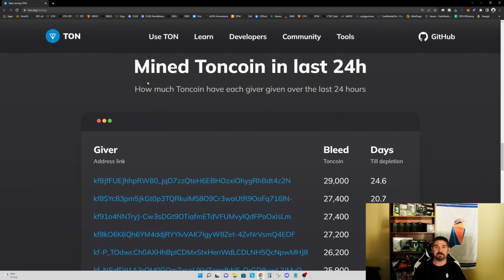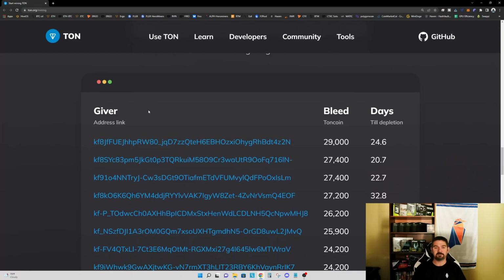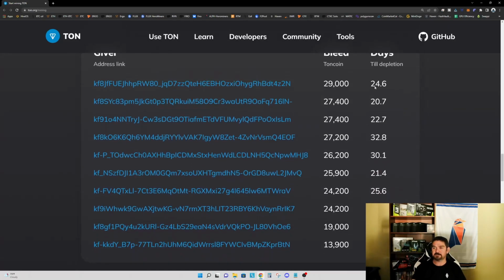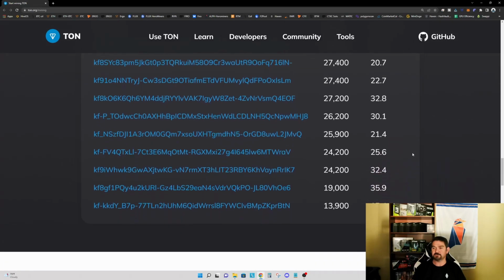So if we scroll to the bottom of the page, we can look at the mined TON coin in the last 24 hours. How much TON coin has each giver given over the last 24 hours? So we've got the giver contract, the bleed rate, and days till depletion. Well, if you look at these, 24, 20, 22, 32, the highest depletion number is 35, let's call it 36 days. That really puts us to the end of proof of work mining of TON coin by the end of June 2022, which is, of course, much earlier than the end of summer of 2022.